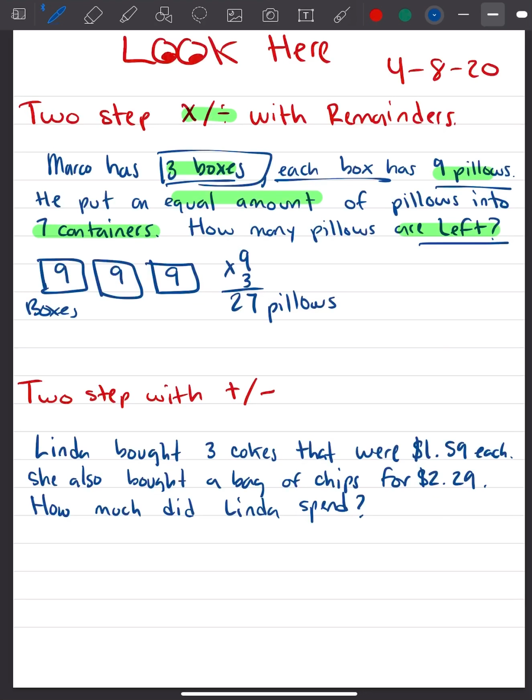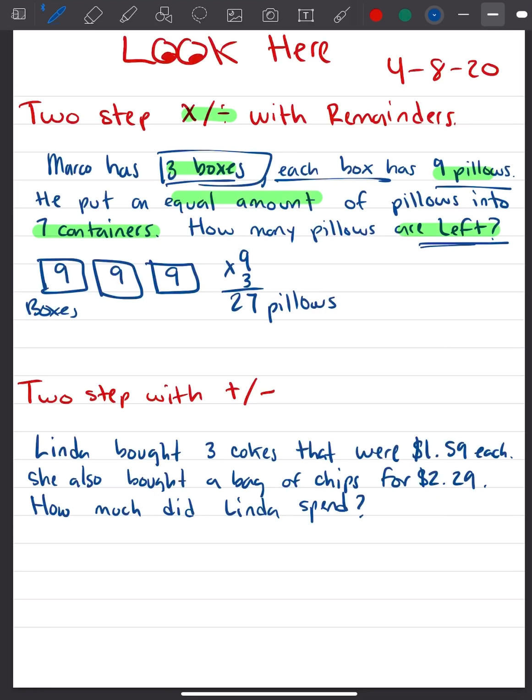Now, am I done? Are they asking how many pillows does Marco have in total? Nope, I'm not done, right? This is my first step. So now I want to know how many are left. Well, if he had 27 pillows and he put them into 7 containers, what do you think you have to do?